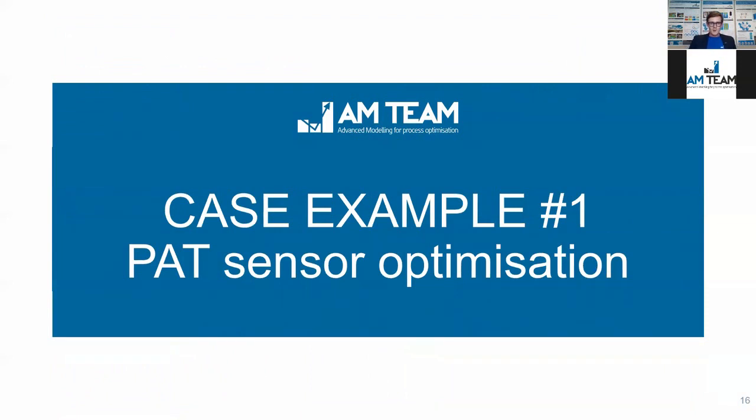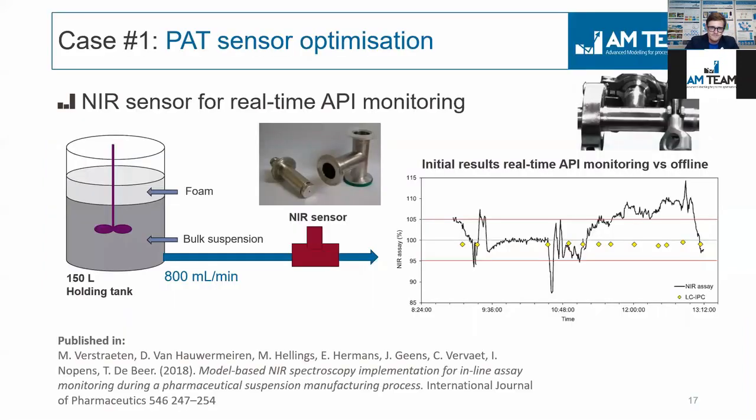Okay, so let's start with a first case example. It's a very low barrier entrance, very simple case example, everybody will understand it, and then we will gradually build up. This is a case example related to PAT sensor optimization. The case at hand here was actually also published scientifically. You can see the reference at the bottom. And this work was conducted by the people at Ghent University. That was the lab we are a spin-off company from. These people have done quite a nice practical study, and I will just outline it a bit here.